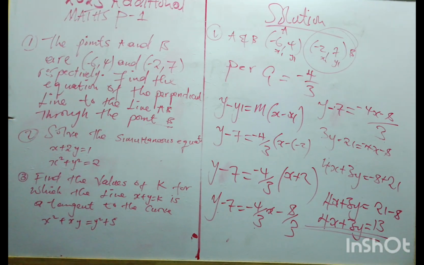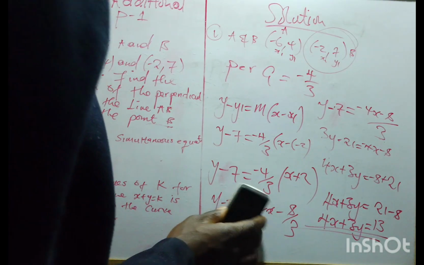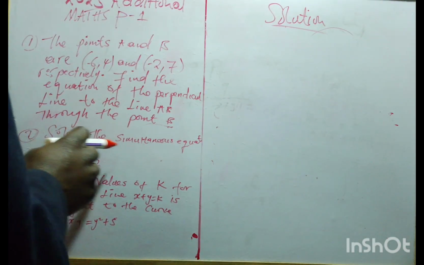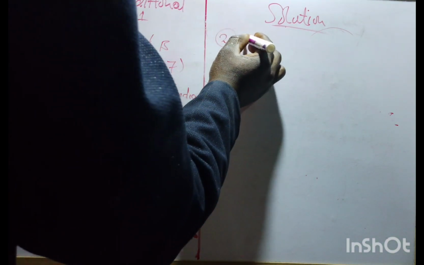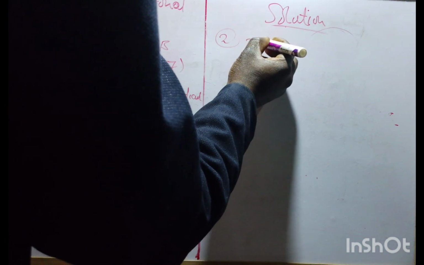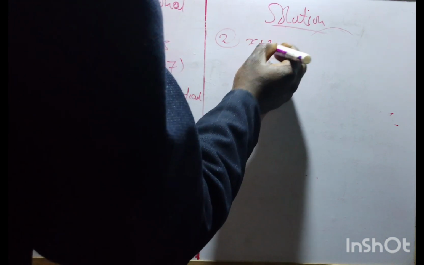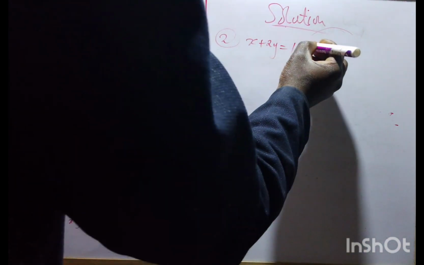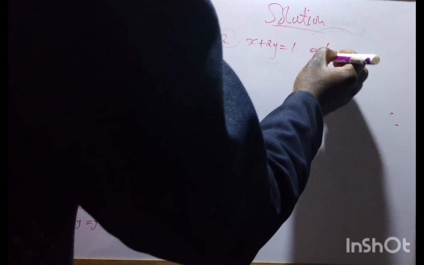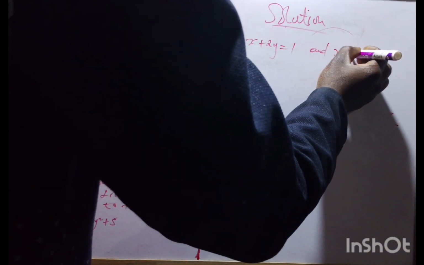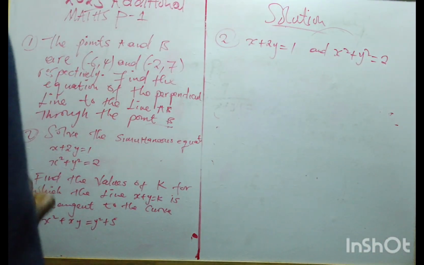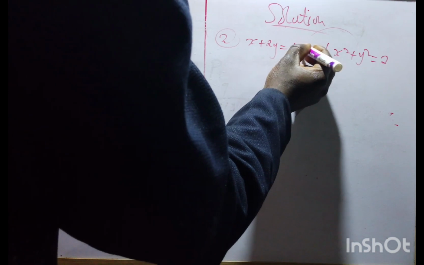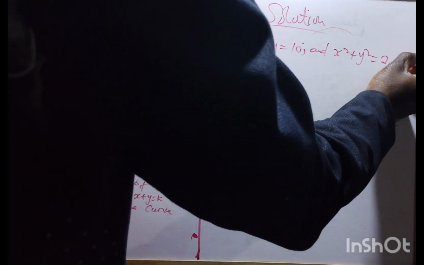So since we have found the answer for question 1, let's move on to question 2 now. Question 2 says solve the simultaneous equations. We have the first equation as x plus 2y equals 1, and the second equation is x squared plus y squared equals 2. So if you can see this, this is equation 2.